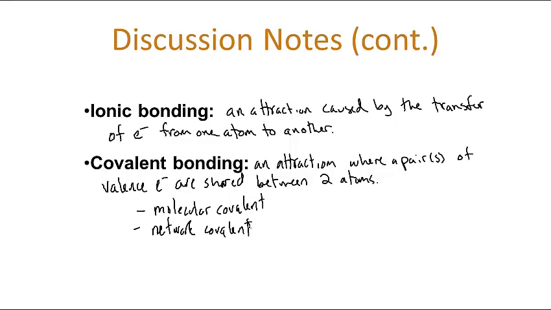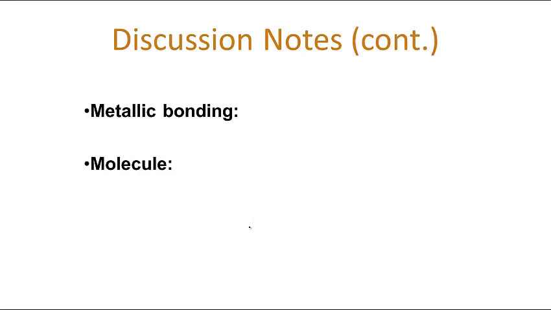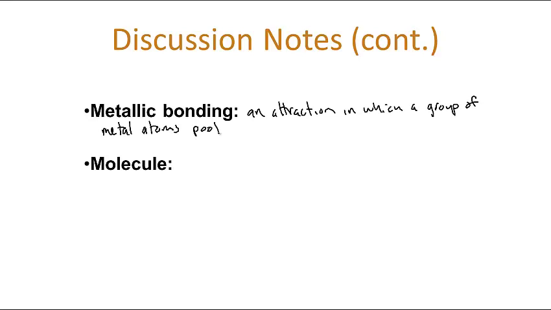All right, metallic bonding. An attraction in which a group of metal atoms pool their valence electrons. And here, the valence electrons are free to flow.